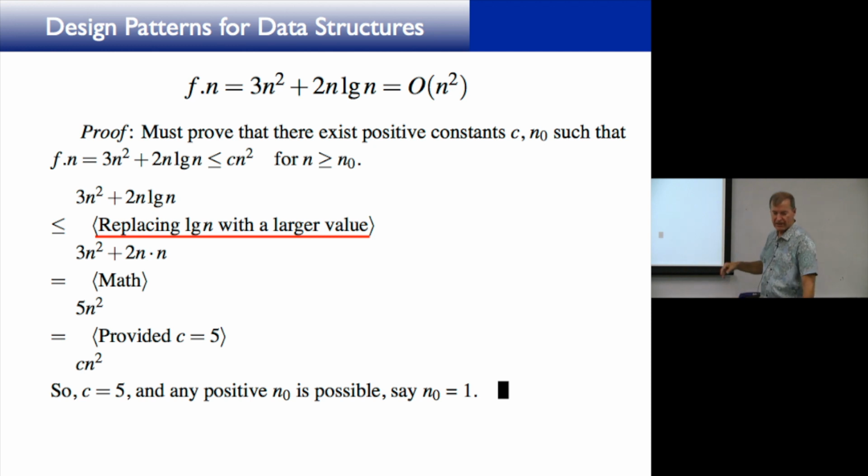So c equals 5 and any positive n naught is possible. Say n naught equals 1. Because see, we didn't use that. We didn't need that proviso, and we didn't need the proviso that it's bigger than 1 or greater. Can you use any value and not after that? Yeah, if there's no restriction, then as long as it's positive, you could say n naught equals 10. There it exists, and so on. But by convention, we always pick 1.